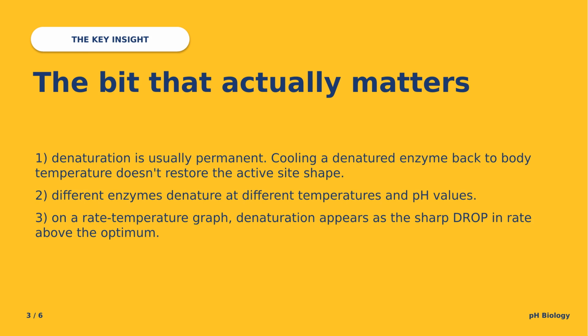Three things. 1. Denaturation is usually permanent. Cooling a denatured enzyme back to body temperature doesn't restore the active site shape. 2. Different enzymes denature at different temperatures and pH values. 3. On a rate temperature graph, denaturation appears as the sharp drop in rate above the optimum.